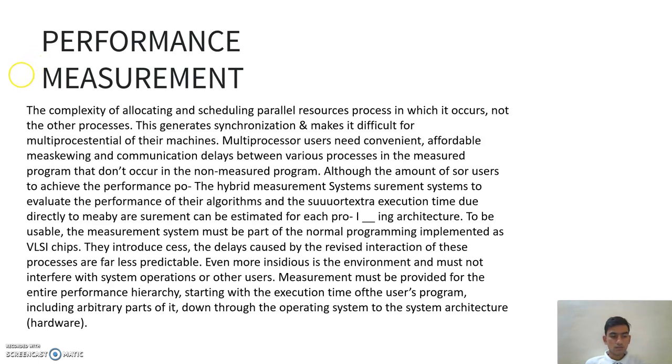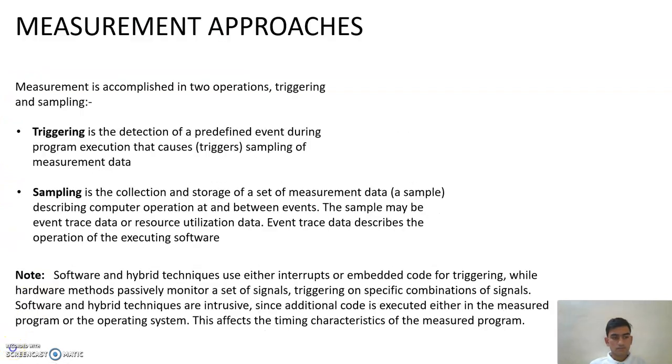Often the user's program includes arbitrary parts of it, down through the operations of the architecture hardware. Measurement is accomplished in two operations: triggering and sampling. Triggering is the detection of a predefined event during program execution that causes sampling of measurement data. And sampling is the collection and storage of a set of measurement data describing computer operation at and between events.